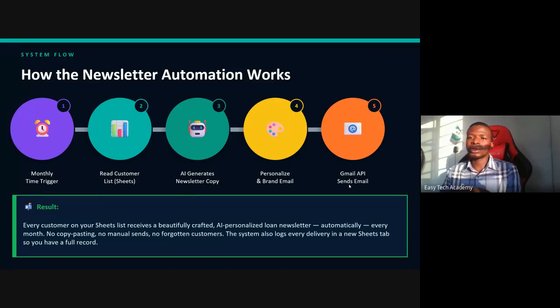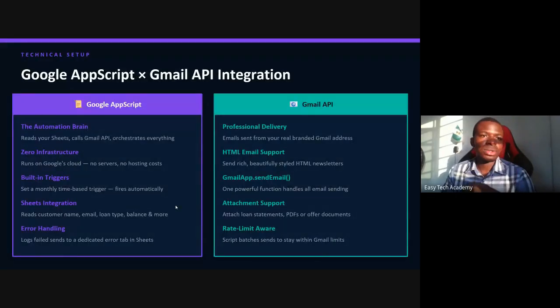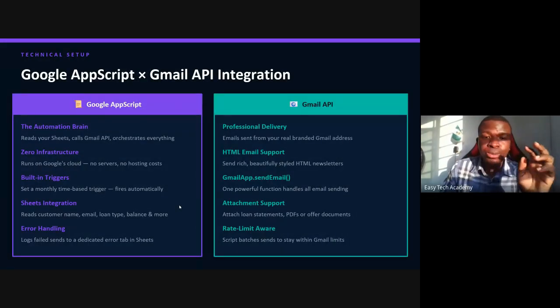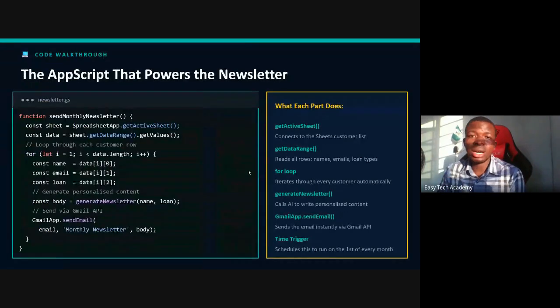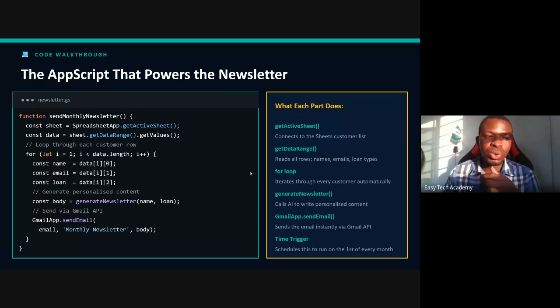So we also have the Gemini API that sends email across all your leads. Good. So this is the technical setup, of course: the automation brain, the zero infrastructure as Google Cloud, the built-in trigger, the sheet integration, error handling. All of these things will be taught in the practical class. Yesterday you saw how we vibe coded to achieve these tasks as seamlessly as possible. Type what you want, AI gives you the code, copy the code, paste the code, and then run it.